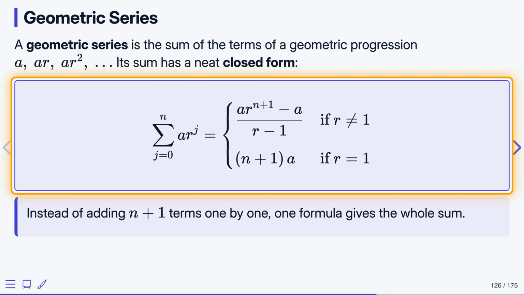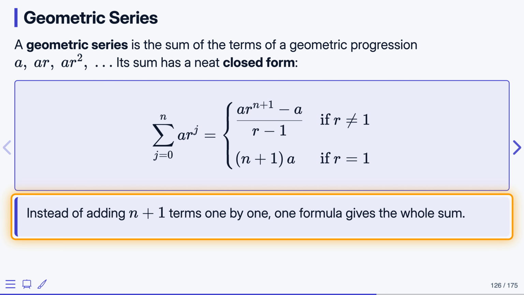If r equals 1, every term is just a, and there are n plus 1 of them, so the sum is simply n plus 1 times a. The big win here is speed. Instead of adding many terms one at a time, a single formula gives you the answer.